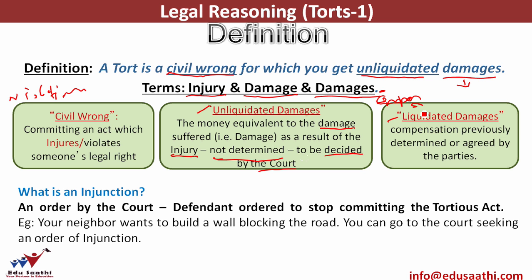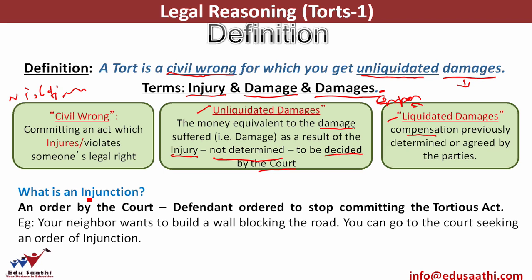On the other part, like we already discussed, liquidated damages means compensation has been previously determined or agreed by the parties. It happens in the cases of contracts and other trust related contracts. In those cases, while entering into a contract, the compensation is previously agreed by the parties. They decide that if I breach the contract, I shall pay this much amount to you after breaching the contract, and vice versa, right?